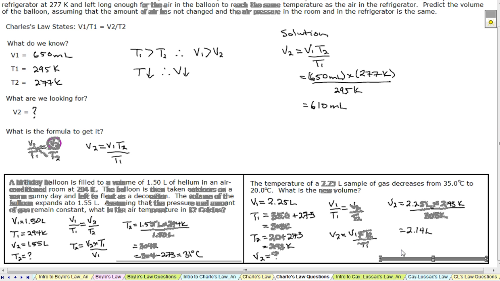So there we go. This concludes the section on Charles's law and the relationship between temperature and volume of ideal gases.